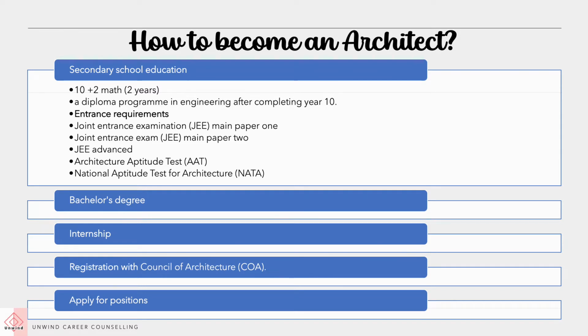There is JEE paper 1, JEE paper 2, and then JEE Advanced. Apart from that, you have the Architectural Aptitude Test, AAT, and NATA, that is the National Aptitude Test for Architecture. After completing your entrance test and qualifying for the respective colleges, you have to earn a bachelor's degree. After doing the bachelor's, you will have to do your internship.